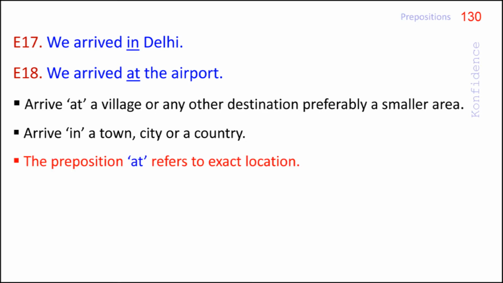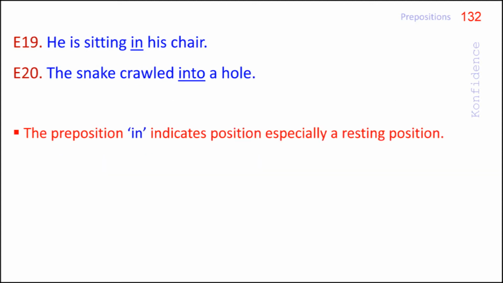The preposition at refers to exact location. Here it is airport. Whereas in refers to a vaster area. The given examples clearly illustrate this fact. What is the difference between in and into? Well, if we observe these examples, we can understand that preposition in indicates position, especially a resting position, and the preposition into indicates movement.